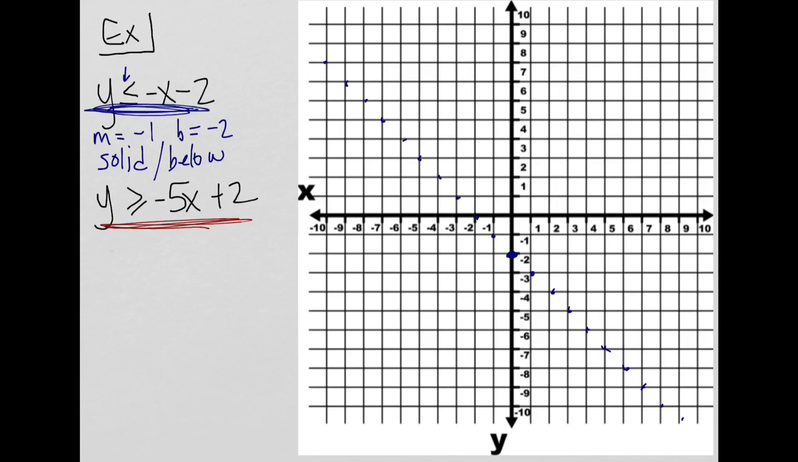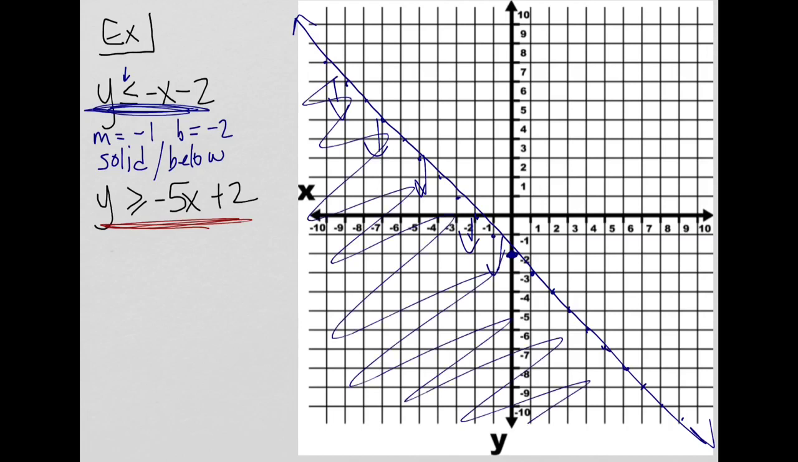Alright, and we said it was a solid line, so I'm going to draw a solid line. It's not going to be perfect, but you can get the idea. And it said shade below, so remember, if you draw your arrows going down, that's where below is, so we're going to shade all down here. So that takes care of one inequality. Now we have to go do the other one.